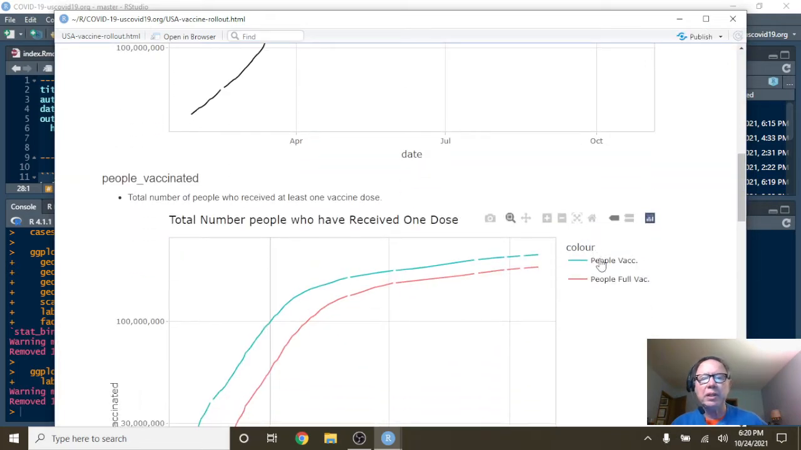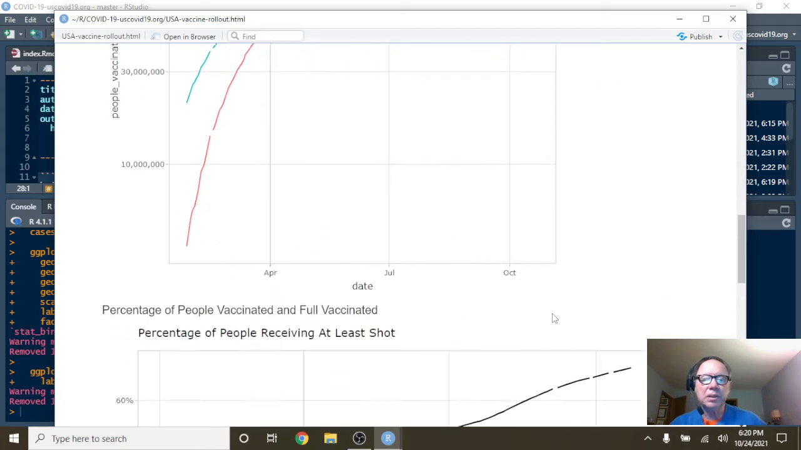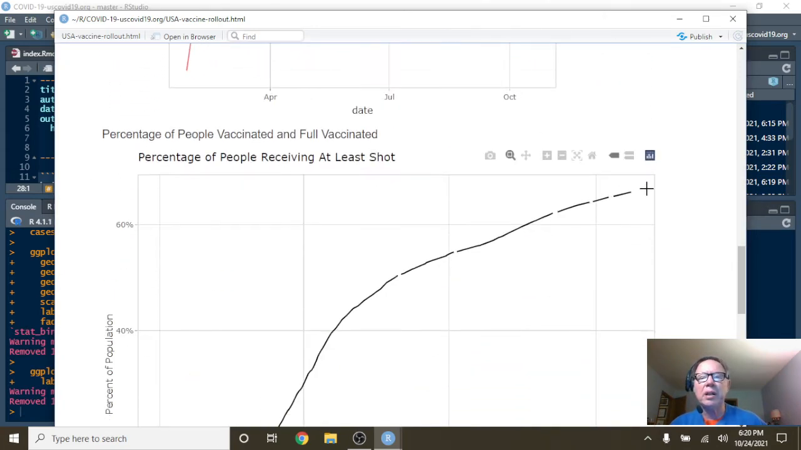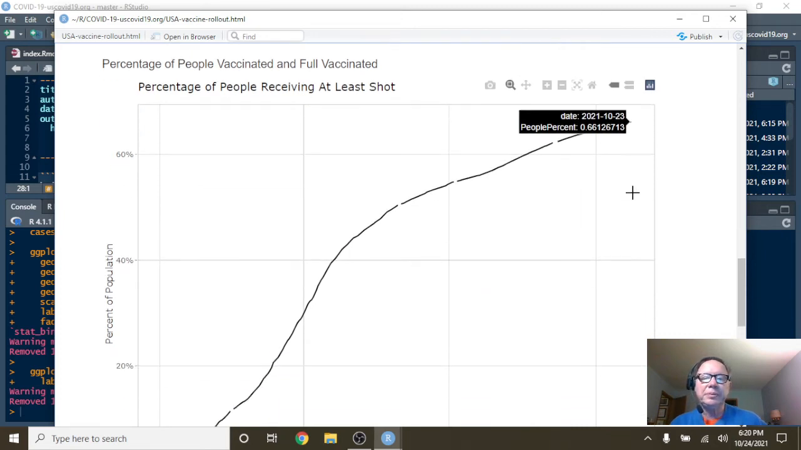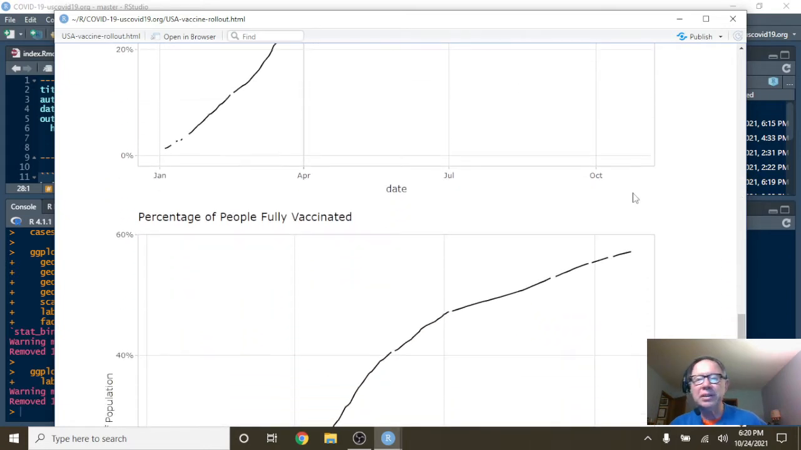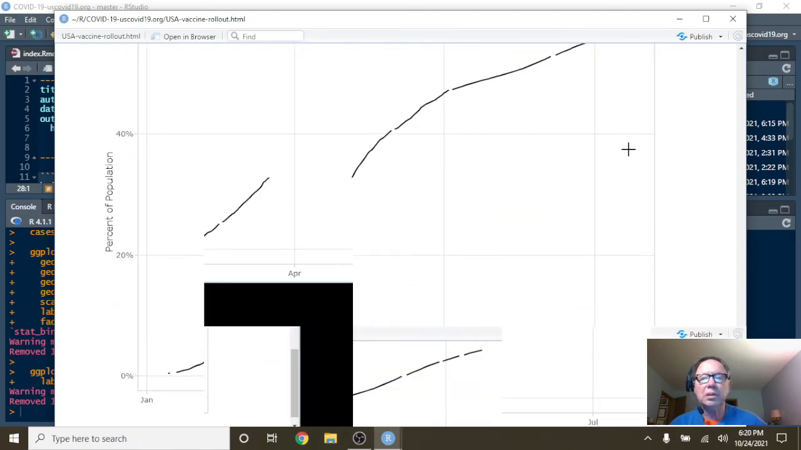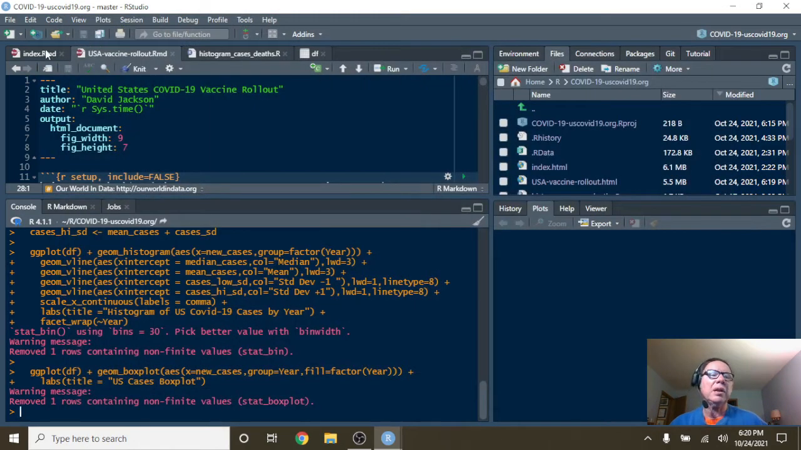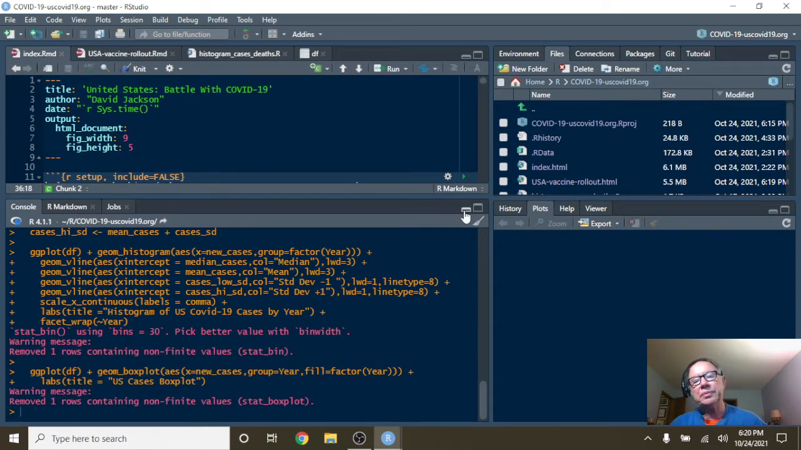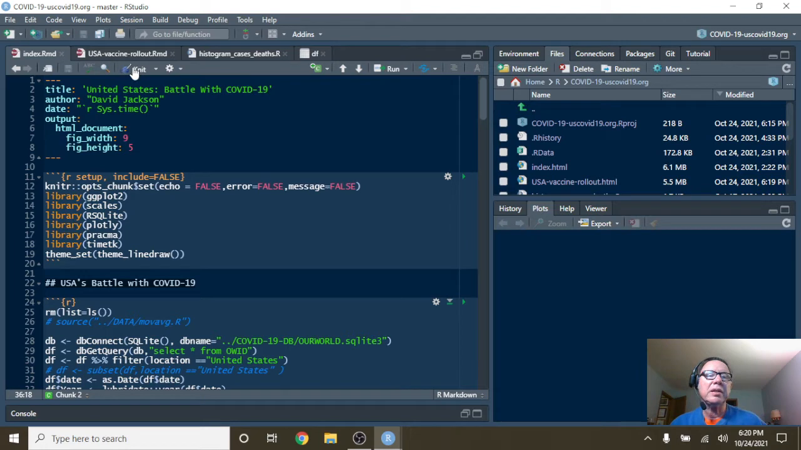And this is the total number of people who received one dose or been fully vaccinated. So this means that 219.3 million people have received one dose, and 190.4 million have been fully vaccinated. If we take a look at the percentage of people with at least one shot, that number is 66.1. And the fully vaccinated rate is right around 57.1. Okay? So there you have our vaccination data for the U.S.